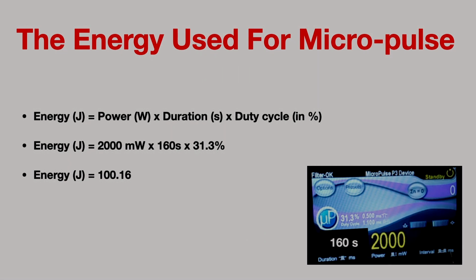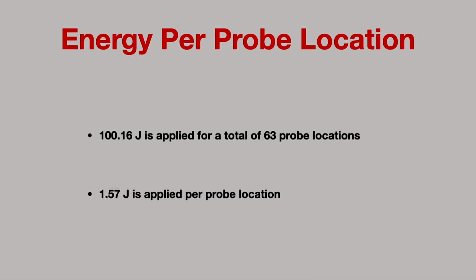Energy is equal to 2000 milliwatts, rather the power, into duration, that is 60 in the inferior quadrant, 60 in the superior quadrant, and the duty cycle of 31.3. We saw the on and off. So a cumulative energy of 100.16 joules is what we are targeting. And if you are going to treat 63 probe locations, then for one probe location, the energy that is going to be dissipated is 1.57 joules.